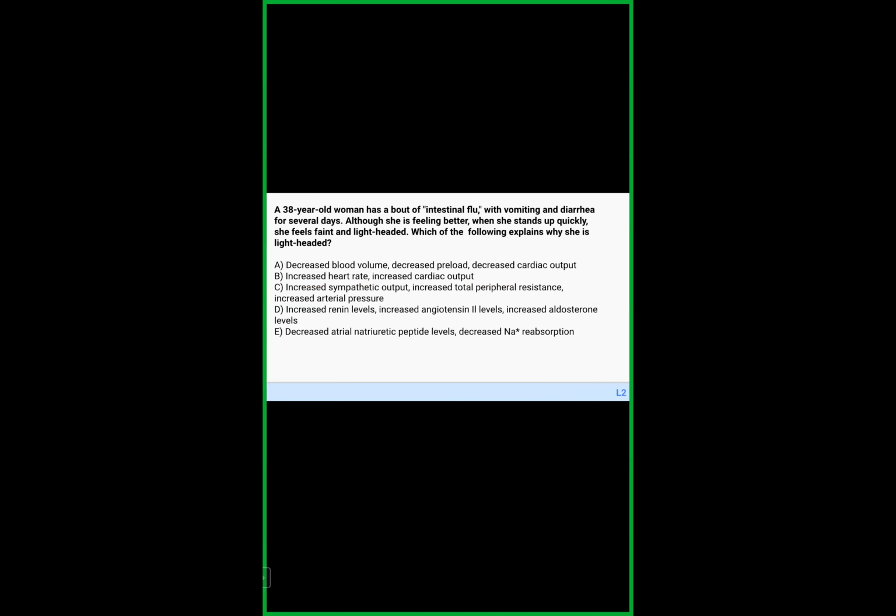The next question. A 38-year-old woman has a bout of intestinal flu with vomiting and diarrhea for several days. Although she is feeling better, when she stands up quickly, she feels faint and lightheaded.